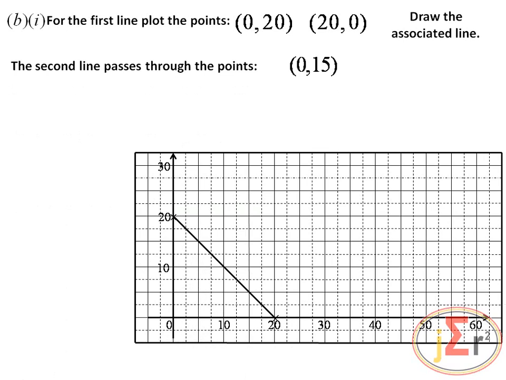0, 15. The x is 0, so no movement in the x direction. 15 on the y. Then the other one is 30 on the x, and no movement on the y. And there we have another line. And what do we do after graphing the inequality? Shade the region that satisfies all of the inequalities, and also the trivial inequalities.